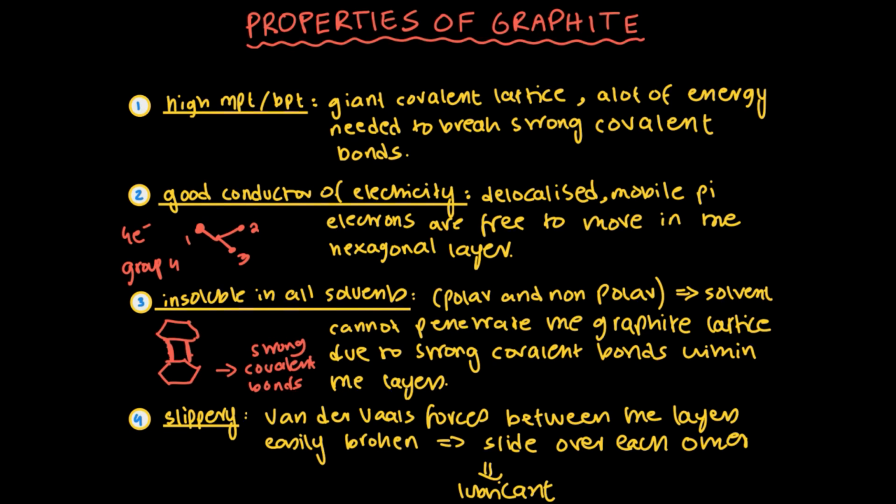So because of that, these two layers, if this is layer 1 and this is layer 2, these two layers can easily slide over each other. And because of this fact, because of the fact that graphite is very slippery, it's also used as a lubricant. So this is the reason.